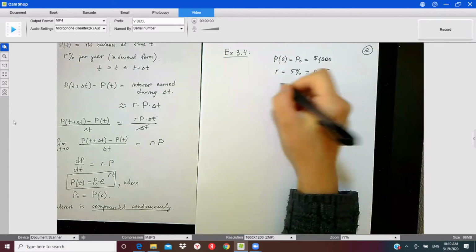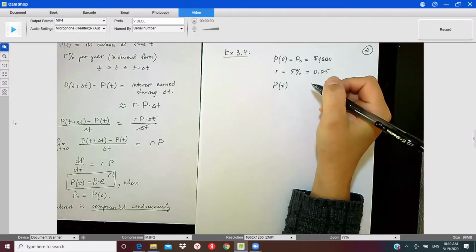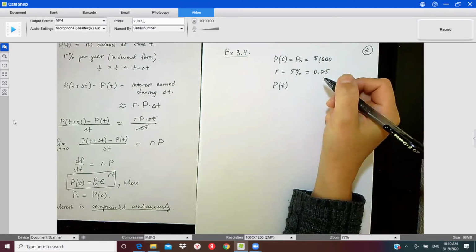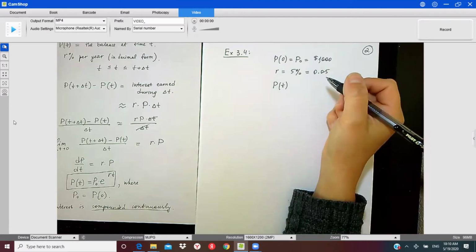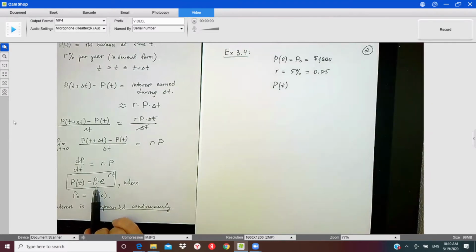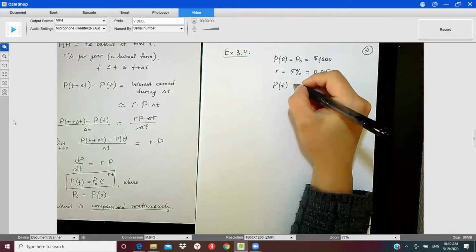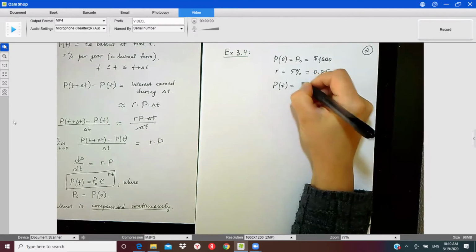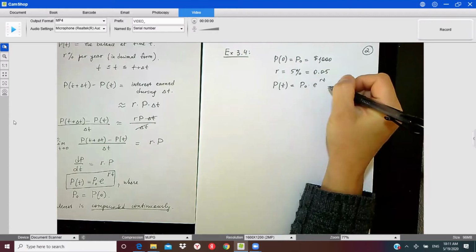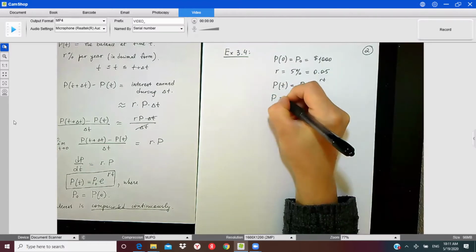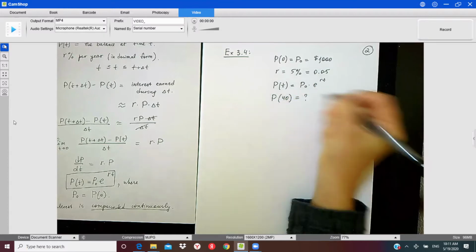P of t, because there are other possibilities. If interest is compounded not continuously, but say twice per year or 4 times per year, quarterly, or even monthly, the formula is not going to be this one. The formula will be different. So let's see, P of t equals P sub 0 e^(rt). This is the one to use because, again, interest is compounded continuously. So what will be the balance after 40 years? We want to know the balance after 40 years.